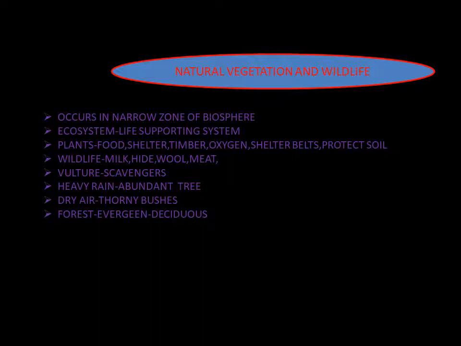When we talk about plants, what do we get from plants? We get food, shelter, timber, oxygen, shelter belts, and they bind the soil and protect the soil. Wildlife: from animals we get milk, hide, wool and meat. These are the products we get from animals. Some animals act as scavengers, like vultures. These scavengers remove dead material from the earth. They act as a kind of cleaner, eating and maintaining cleanliness of the region.